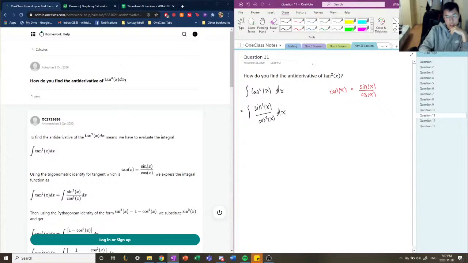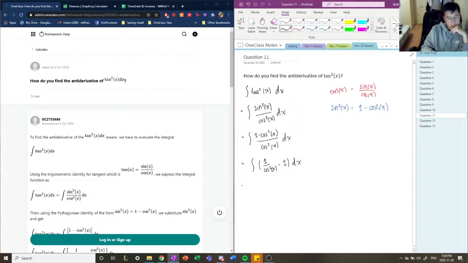Okay, cool. So the next thing we're going to use is we know that sine squared x plus cos squared x is 1. And if we isolate for sine squared x, we get sine squared x equals 1 minus cosine squared x. Okay, so we're going to plug that in there too. So we plug it in here, we get 1 minus cosine squared x over cosine squared x dx, okay? We're going to separate these fractions out. So we're going to have 1 over cosine squared x minus 1 dx.